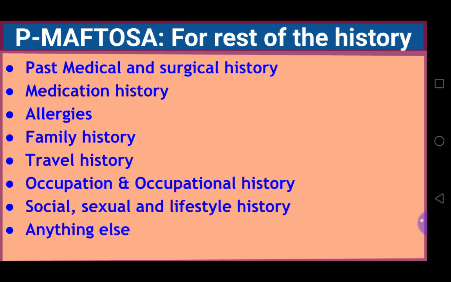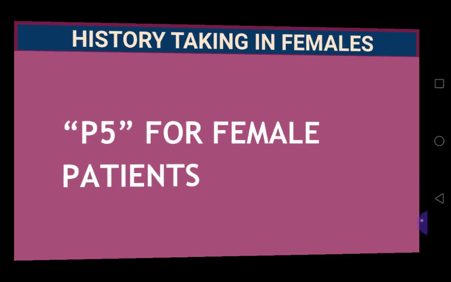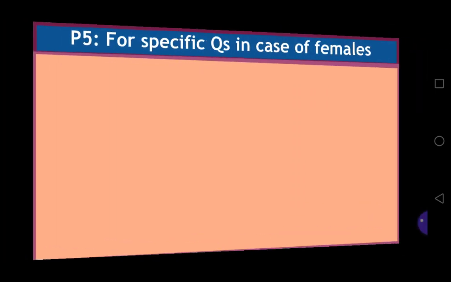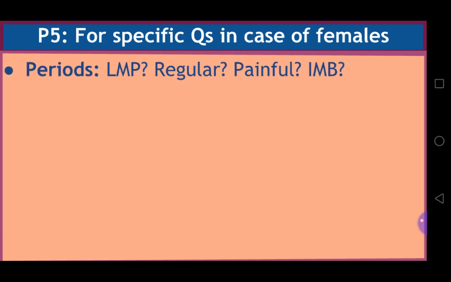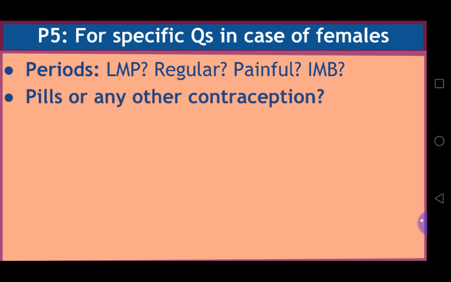So, P, you have to explore other areas in your patient's life. As I discussed in the beginning, for history taking in females, remember the P5 mnemonic to ask specific questions in case of females. P is for periods: ask about last menstrual period, regularity of periods, whether they are painful and any intermenstrual bleeding. Ask about pills or any other contraceptive method they are using.